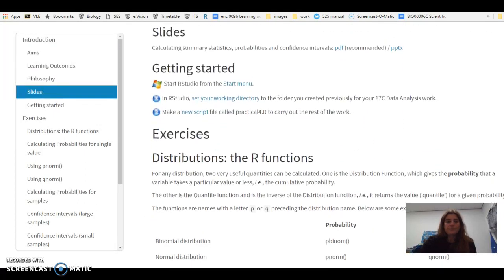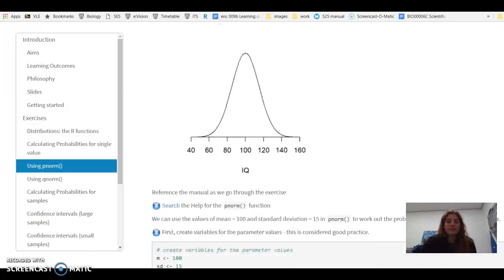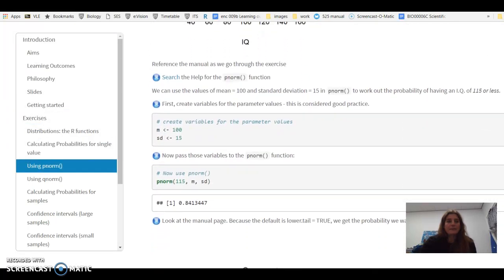One thing I want to draw your attention to is this habit that I have of creating variables to put numbers in. This is considered good practice in all sorts of coding and scripting. Here I've set m to 100 and sd to 15, and then put m and sd inside my function, instead of putting 100 and 15 straight into that function.